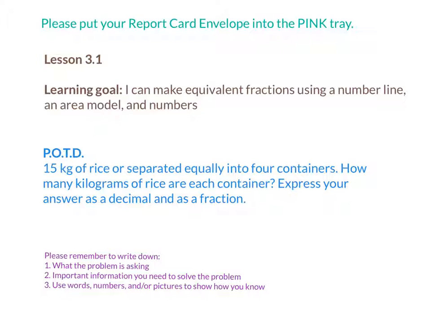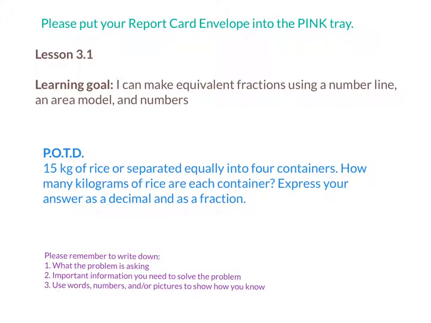The first way is using a number line. The second way is using an area model. What shape is an area model? Rectangle. Okay, so to show it using some sort of a rectangle, which, a square is a type of rectangle. Good. And also with numbers. So how many different ways are we going to model equivalent fractions? 3. Good.